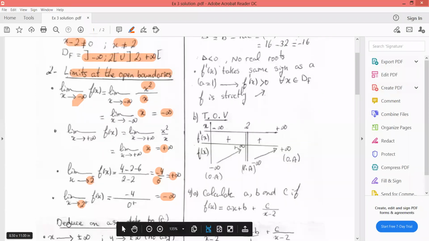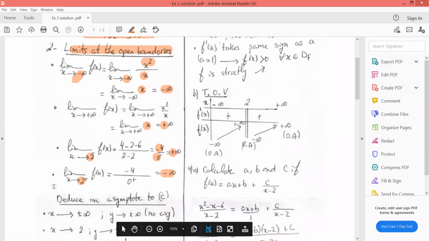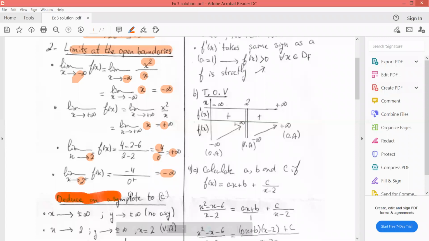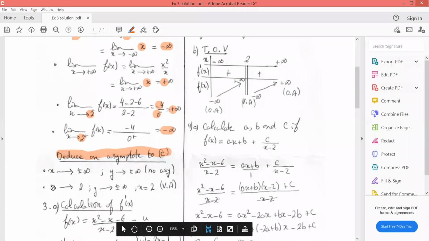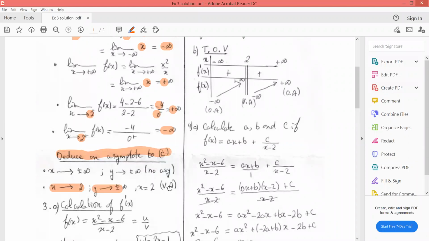What is the asymptote here? Deduce an asymptote here. X tends to 2, y tends to plus or minus infinity implies x equals 2 is a vertical asymptote. Bravo, Ruby. Y tends to plus or minus infinity, so x equals 2 is the vertical asymptote.